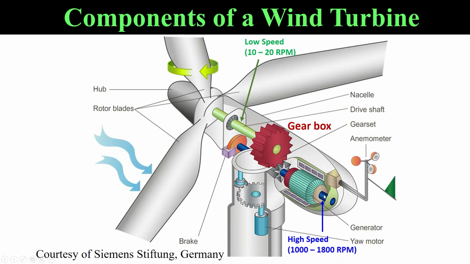This is to rotate the generator, and to get the electricity it needs high rpm. If you want to stop the machine, you have a brake system here. There is another type called direct drive systems. So these type of wind turbines, they don't have the gearbox, the middle part here.